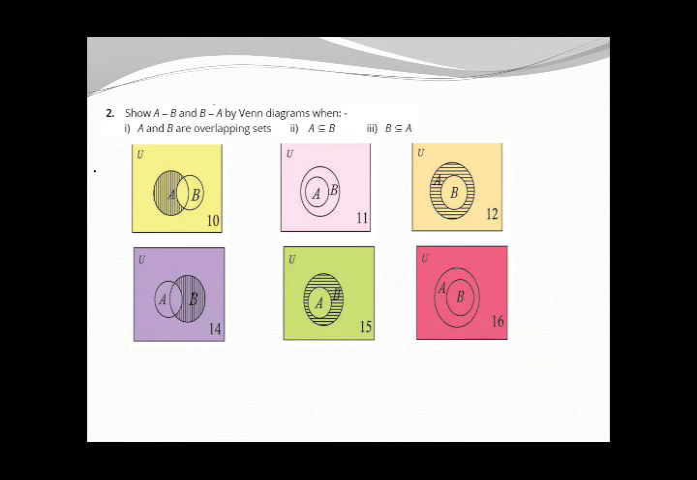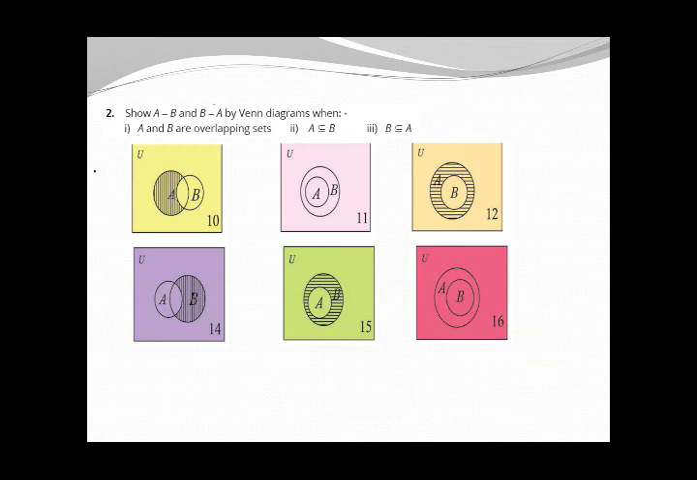Same is there. A and B are overlapping in the first part, and their answer is below their question. A minus B means we shade A only, and B minus A we shade the B side, not A elements.